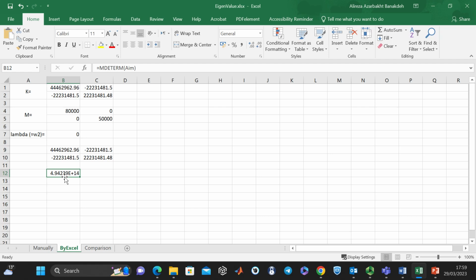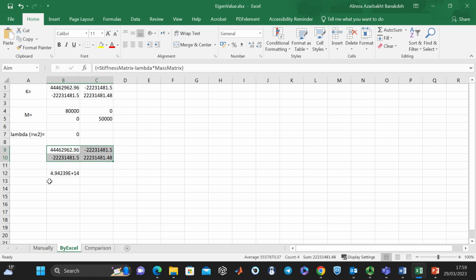And here in this cell, I'm calculating the matrix determinant. Sorry, before that, after I filled in these cells, I named them aim, or objective function, or whatever you like. So the name of these 4 cells is aim. And here I calculate, with this Excel function, MDETERM, which means matrix determinant, and MDETERM of aim means the determinant of this matrix.